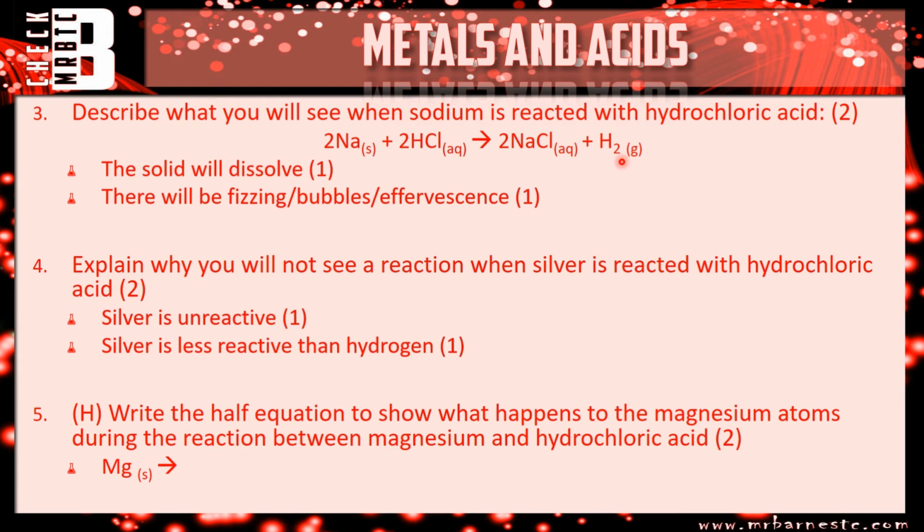And then finally, for those of you that attempted the higher question, those of you doing the half equations, you started off with magnesium. When magnesium goes into solution, it's going to lose 2 electrons to get a full outer shell. So it's going to become Mg2+. So by writing that, you get your first mark. The second mark is for saying how many electrons are going to be lost, which is 2 in this situation.